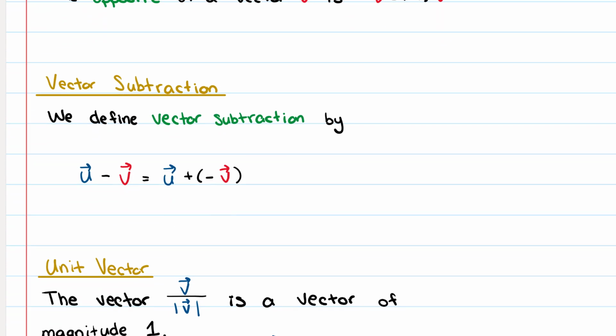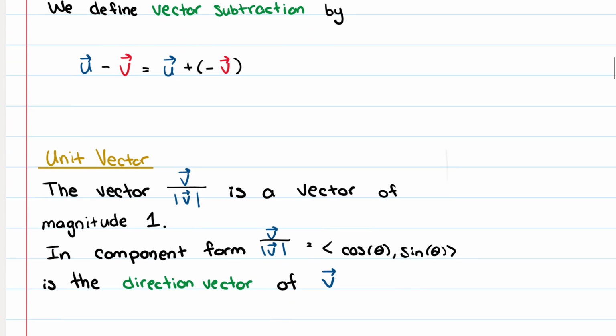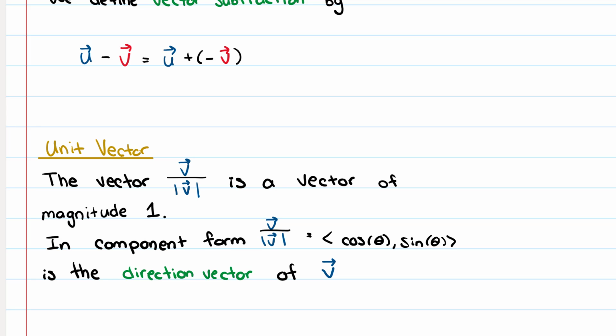Vector subtraction, again, pretty easy. All you do is subtract the components. The unit vector is when you take a vector and make it magnitude 1. So that would mean basically you take the vector and divide by the magnitude, which is going to force it to be 1, but it'll put it in the correct direction. And you can get that by just doing cosine of theta and sine of theta because the magnitude is 1. And that'll give you what's called the direction vector because the magnitude is just 1.